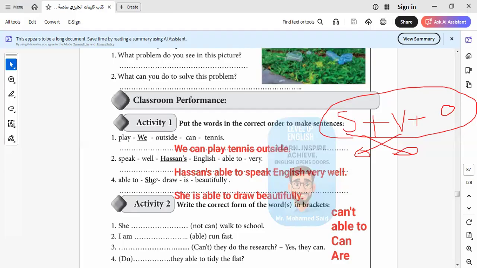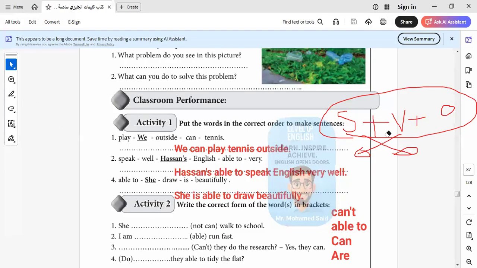So next one, she is able to draw beautifully. Okay, this is the subject, where the verb is able to. And I think that we explained in this lesson, when we talk about able to, we must have verb to be before able to, like am, is, are. So when we use able to, we must have the verb to be am, is, are, as we know during the lesson. So the answer, it will be she's able to draw beautifully.